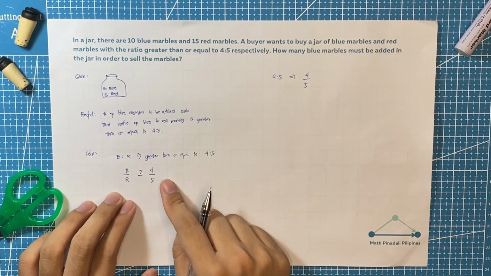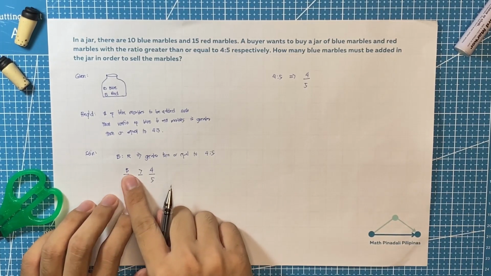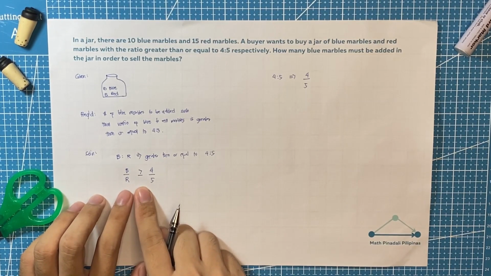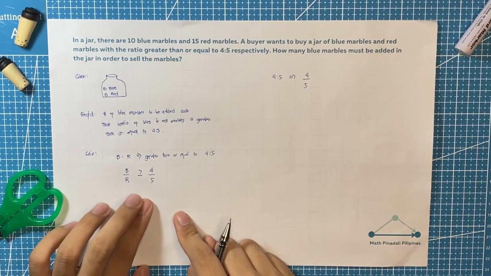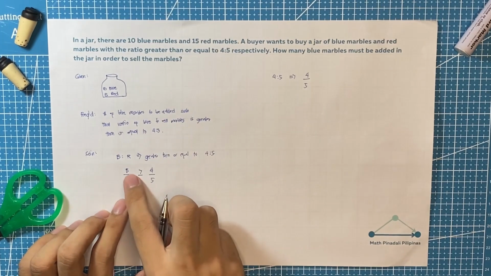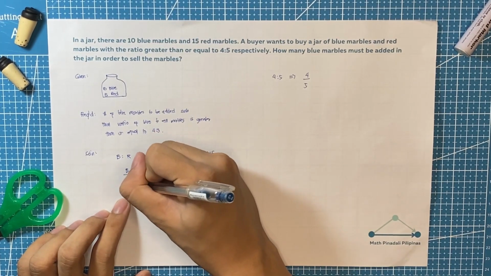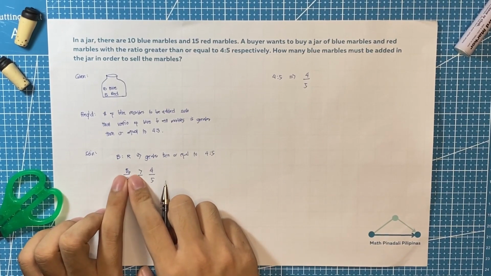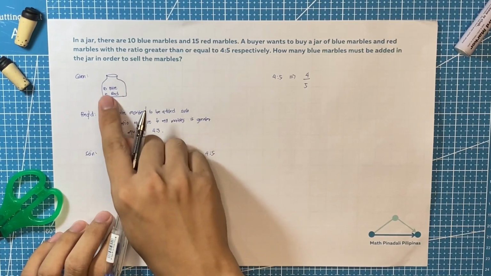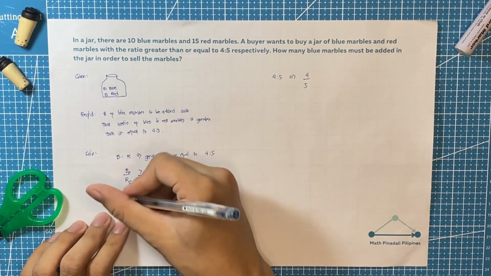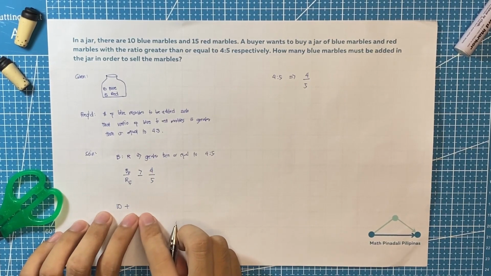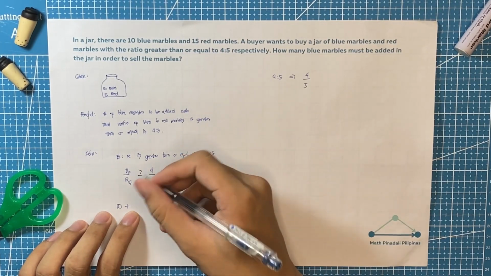Now, alam na natin yung value ng initial na B and initial na R. Ang hinahanap sa atin would be ilan daw yung kailangang idagdag. So, sabihin na lang natin ito yung B final and this is the R final. Final number of the blue marbles, the final number of the red marbles. Now, initially, alam natin yung number of the blue marbles, that's 10, plus ilan yung kailangan natin idagdag? Let us represent that with x.